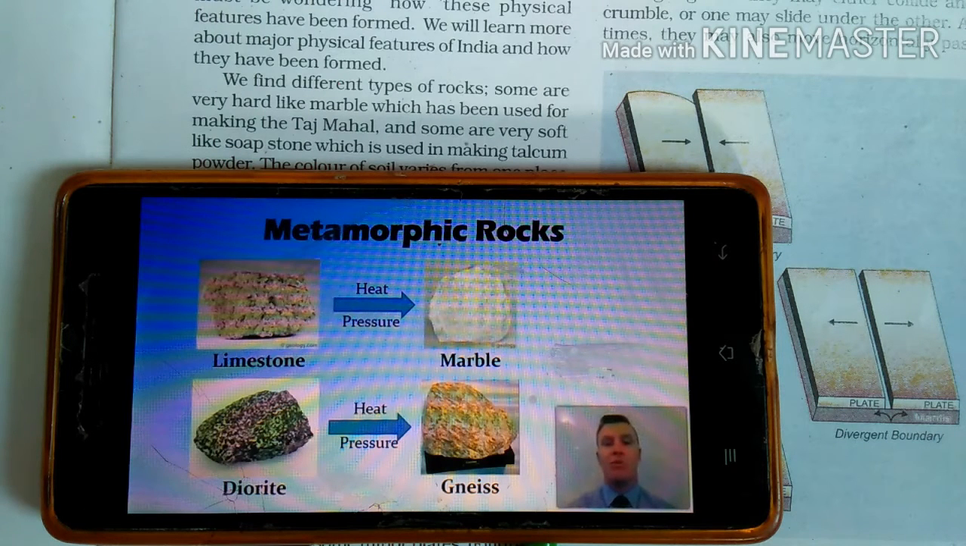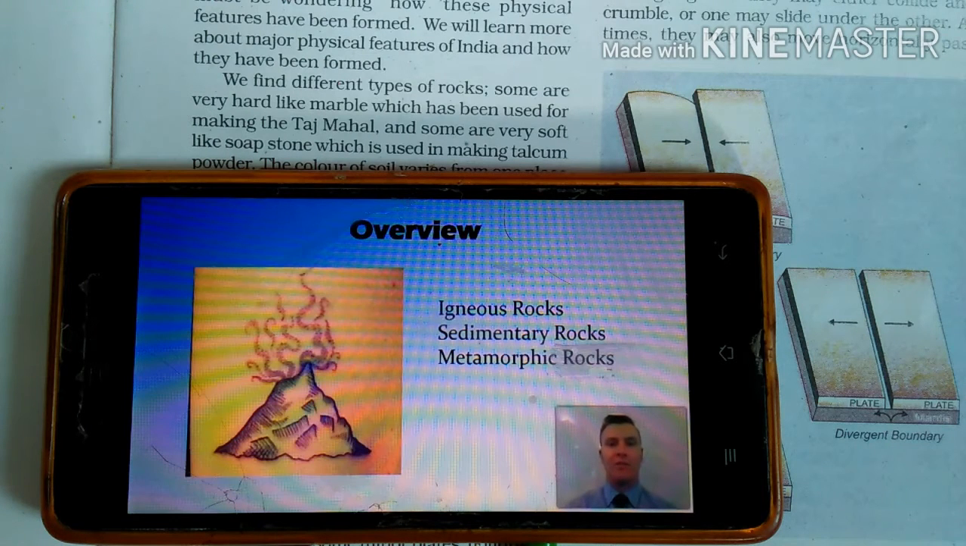Some examples of metamorphic rocks include marble, which is made when limestone undergoes immense heat and pressure over a period of time, and gneiss, which is made when diorite undergoes immense heat and pressure over time. So you can see these rocks are made from other rocks. The common thing here is heat and pressure, and the difference between the types of rock will be the different rock, sedimentary or igneous, that the rock is made of.